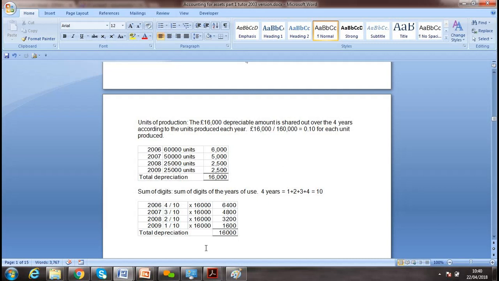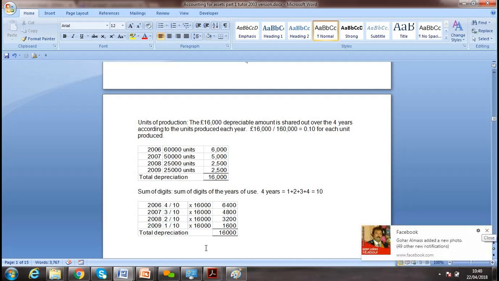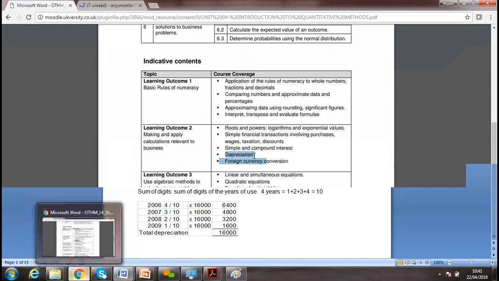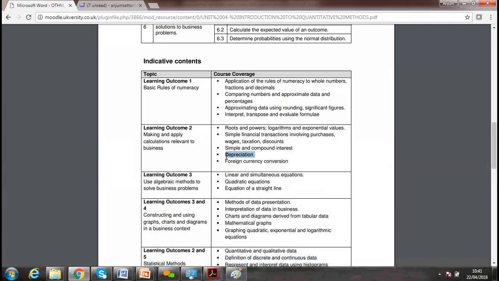So how many types of method can we use for the depreciation? 4. Okay, first is straight line. Second is diminishing balance method. Third is units of production method. And fourth is sum of digits method. So these are the 4 methods we can use for the depreciation, and that's according to our learning outcome, where we're supposed to learn what depreciation is. Okay, so that's what we learned just now.